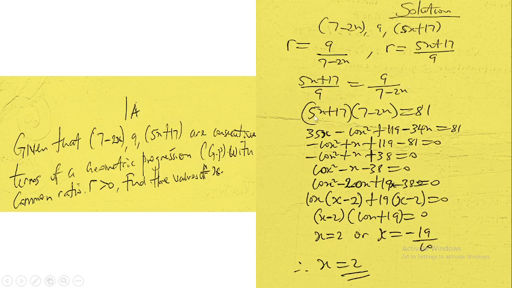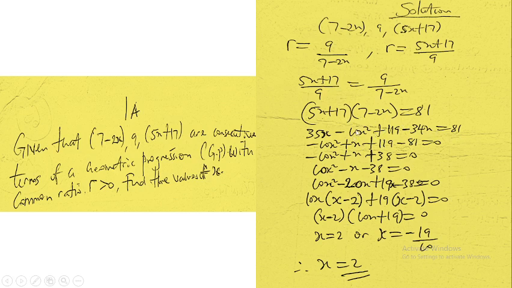Then if you open the bracket, we have 5x times 7, that will give us 35x. 5x times minus 2x will give us minus 10x squared. 17 times 7 will give us 119. Then 17 times minus 2x will give us minus 34x, equals 81.